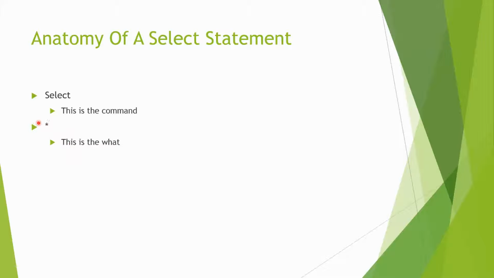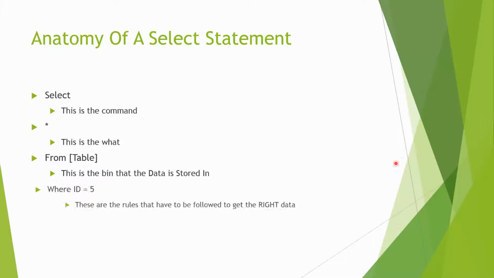Well, I want you to select everything. This is the what, and then where do you want me to select it from? Well, I want you to get it from that table, that bin that I stored it in, right? And then you say, well, which data do you want? Well, I want the one where the ID equals 5, right? So this is kind of like a general analogy, but let's take it to a more specific analogy.